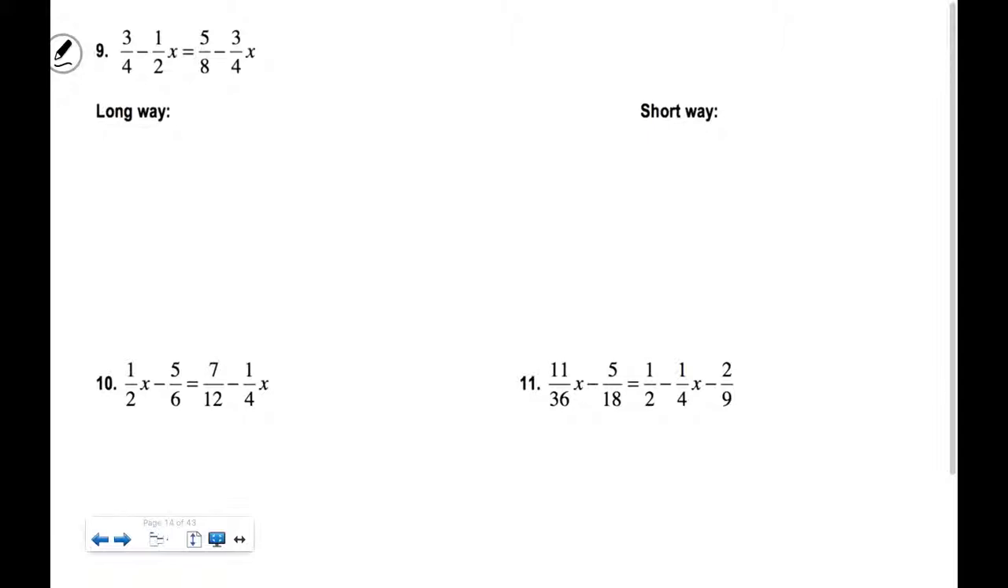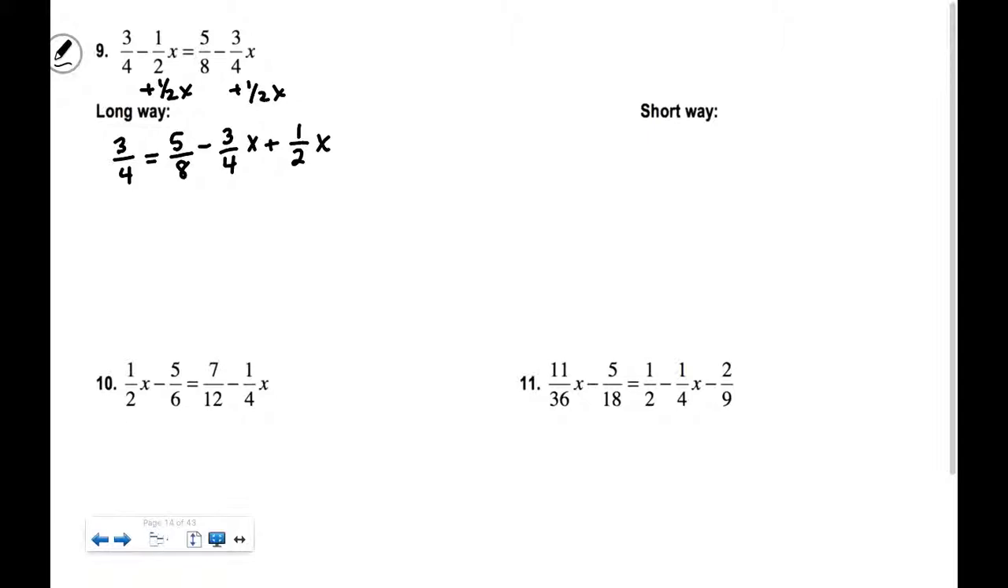All right, so there are two ways to do these problems. There is what I call the long way, and then there's the short way. And of course, like every teacher, I'm going to show you the long way first, and then I'm going to show you the shortcut. So if I'm doing it the long way, I keep the fractions the whole time. If I want to combine my x's, I'm going to add my 1/2 x to both sides. So I'm going to have 3/4 equals 5/8 minus 3/4 x plus 1/2 x.